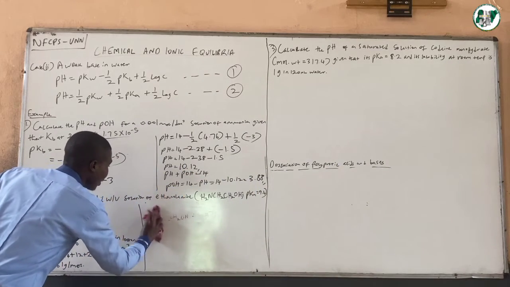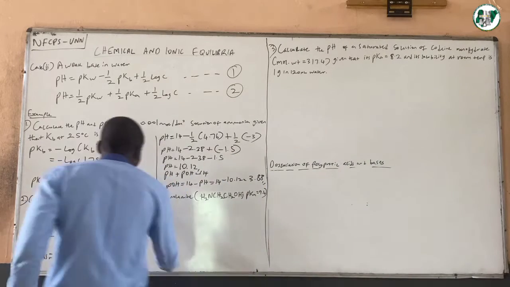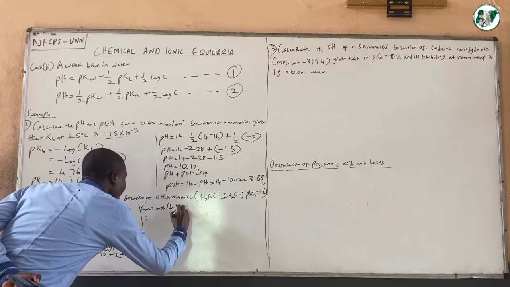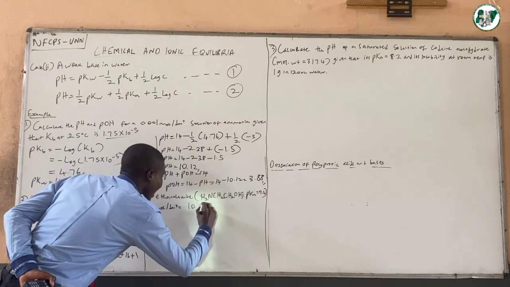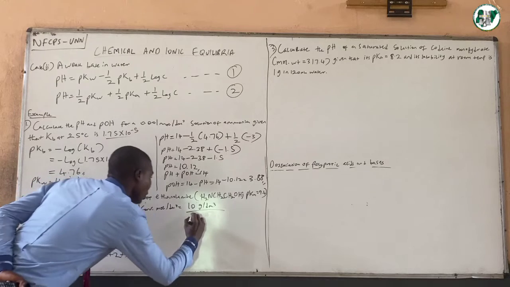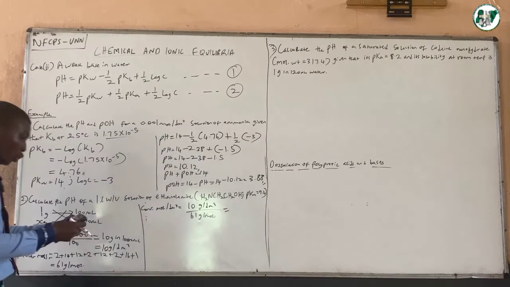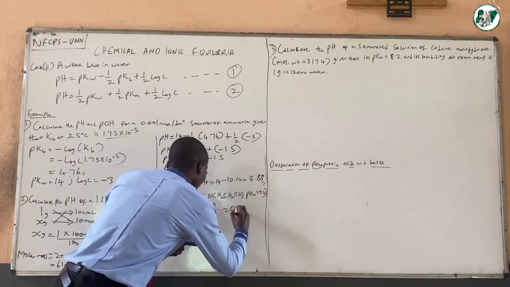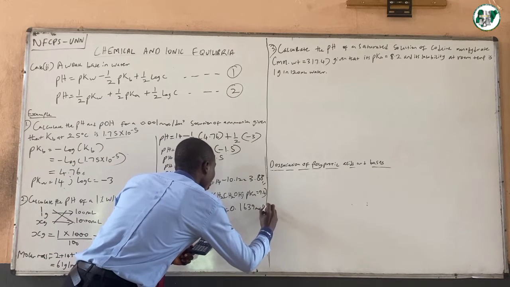So permit me to clean this so I can have sufficient space for solving this problem. So we have concentration in mole per dm cube equal to, what's the concentration in gram per dm cube? 10 gram per dm cube. And what is the molar mass? Our molar mass is 61, so this is 61 gram per mole. So the concentration in mole per dm cube is going to be given as 10 divided by 61. And that's going to give us 0.1639 mole per dm cube.